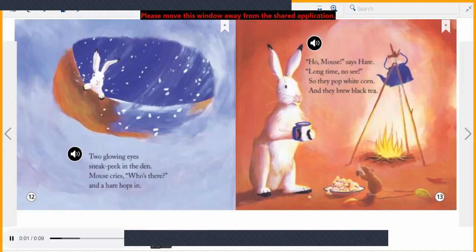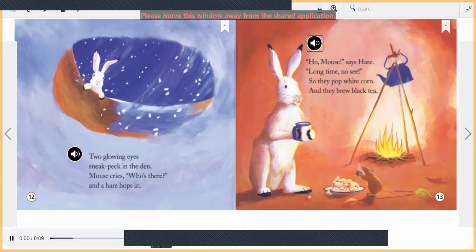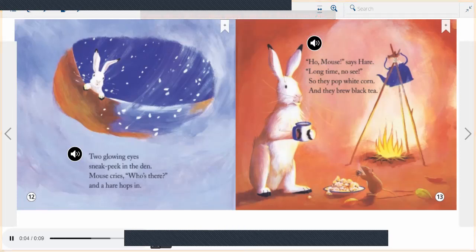Two glowing eyes sneak peek in the den. Mouse cries, "Who's there?" And a hare hops in. "Ho, mouse," says hare, "long time no see." So they pop white corn and they brew black tea.